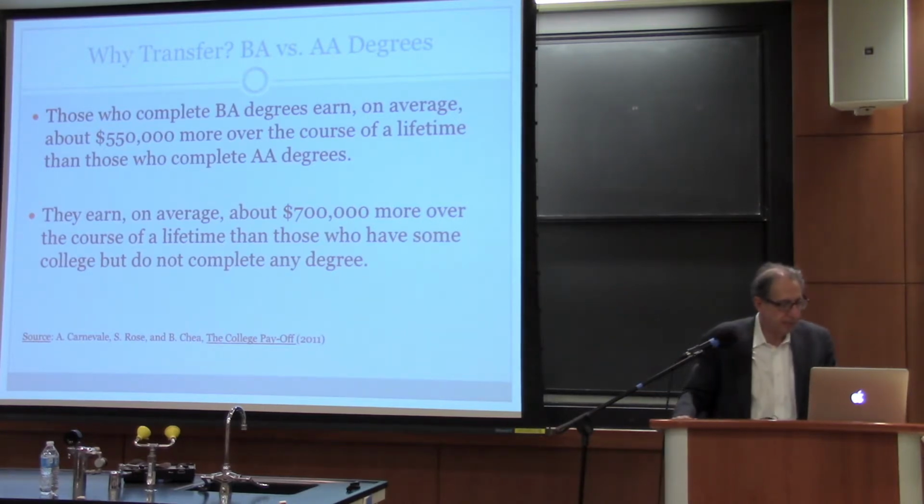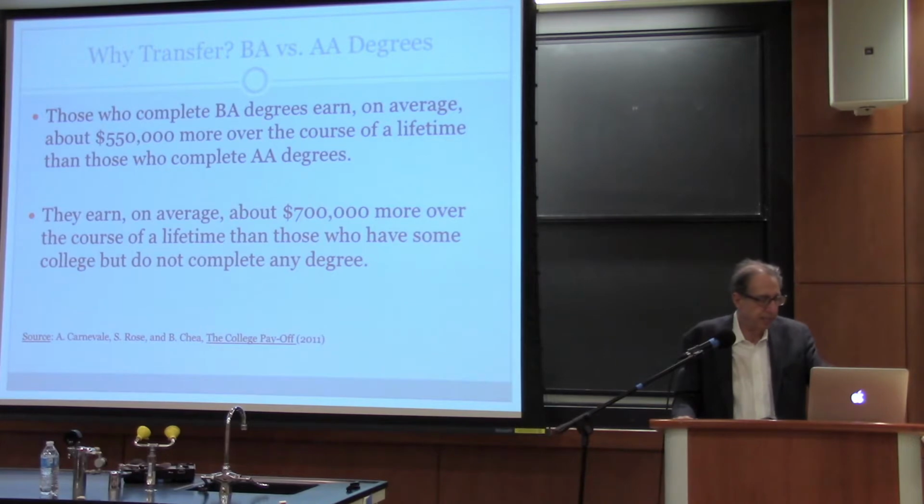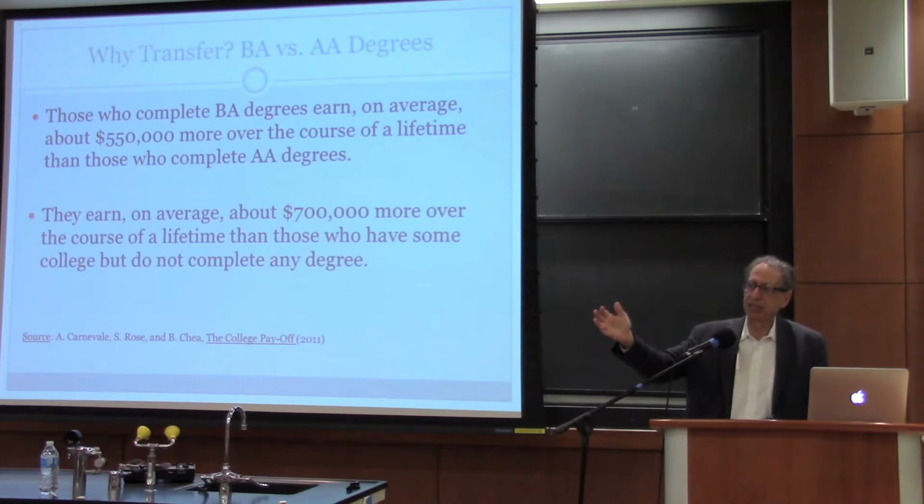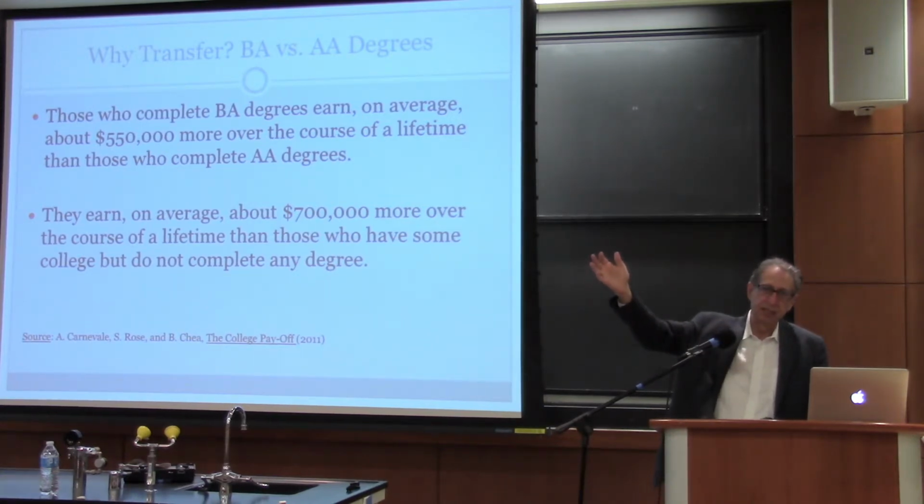These are slightly out of date numbers, but you can see that as compared to those who complete an AA, on average, the mean person earns over the course of a lifetime $700,000 more if they get a BA, a bachelor's degree, over an associate's degree.